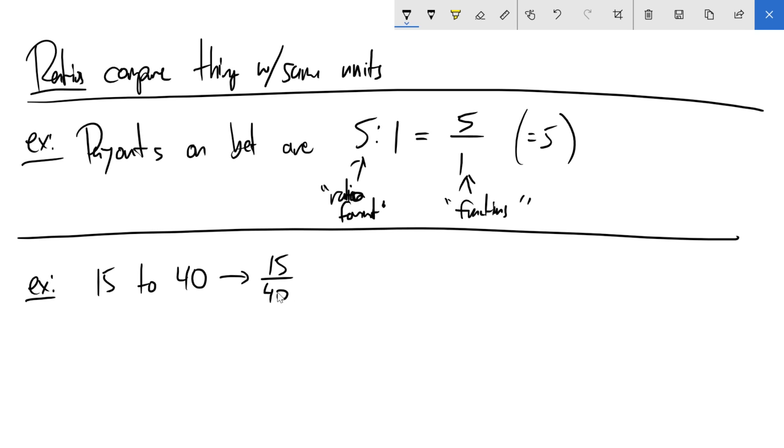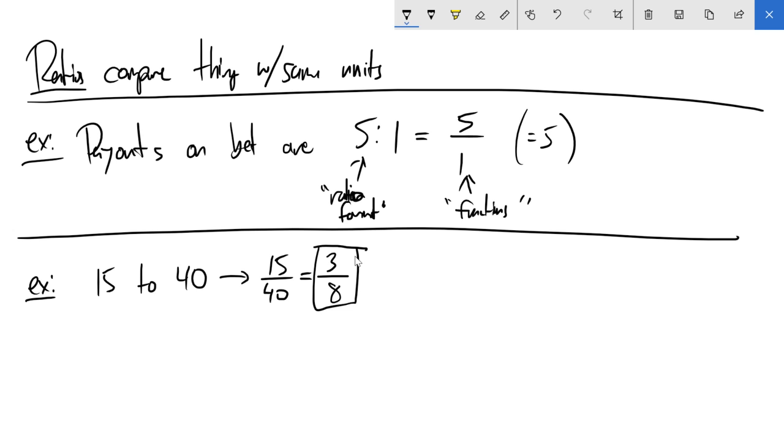15 over 40. And fractions you should typically reduce, right? This one reduces by what? 5s? So 15 divided by 5 is 3, 40 divided by 5 is 8. So 15 to 40 is the same as 3 to 8. So it's 3 parts one thing to 8 parts the other.